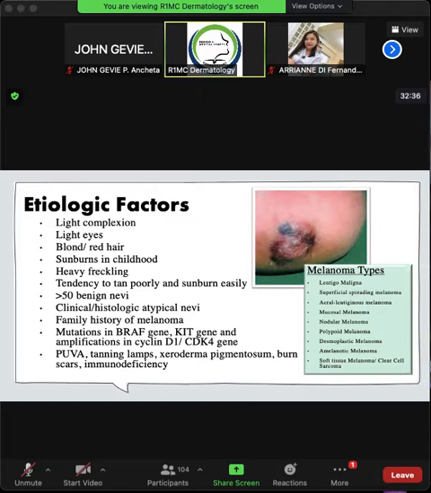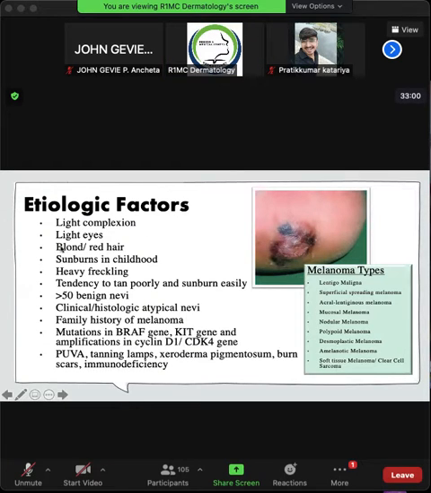Etiologic factors for melanoma include your light complexion, light eyes, those with blonde or red hair, those who have sunburns in childhood, heavy freckling, those with more than 50 benign nevi, or with clinical or histologic atypical nevi or dysplastic nevi, family history of melanoma, and those with mutations in your BRAF gene, KIT gene, and amplifications in your cyclin D1 and CDK4 gene.